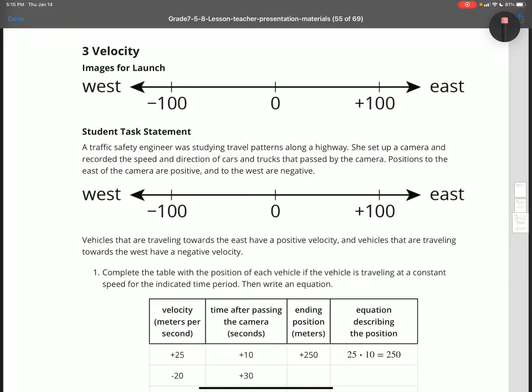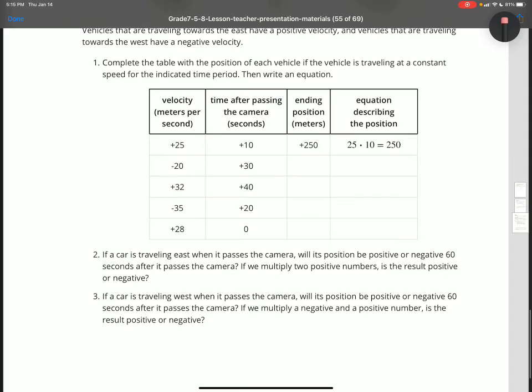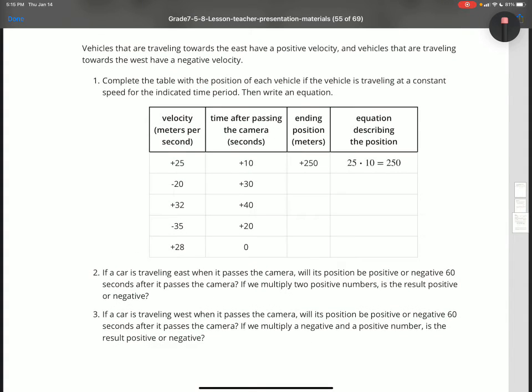Guys, let's look at the third and last student task statement called velocity. Number one, let's read the brief story statement. It says vehicles that are traveling towards the east have a positive velocity, and vehicles that are traveling towards the west have a negative velocity.